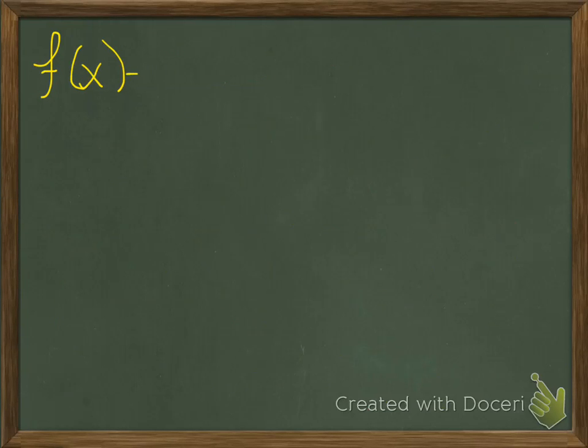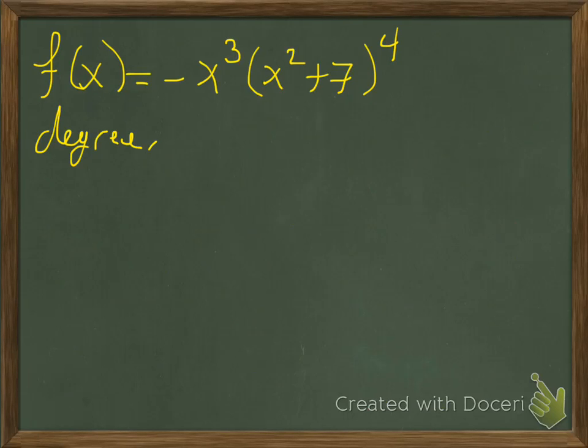Alright, so let's look at, I think we got one or two more. f of x equals negative x squared times x squared plus 7 raised to the 4th power. Okay. So the degree of this one is going to be the x cubed, which is a 3, plus, if I expand this all out, I'm going to have x squared plus 7 times itself 4 times. So you'd have x squared times itself 4 times. So that'd be x to the 8th, or 2 times 4. So the degree of this is 11. It's odd, so that's either start low, end high, or start high, end low. Because it's negative, it's start high, end low.